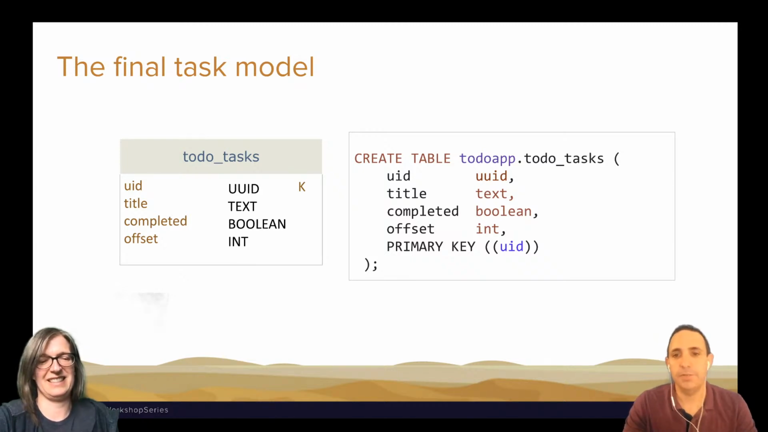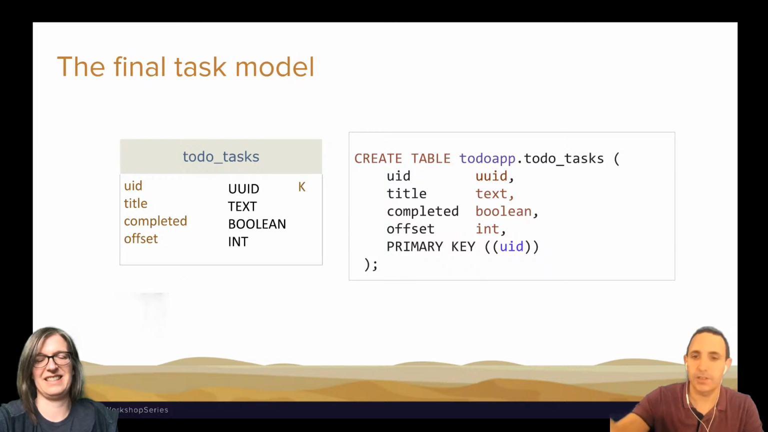Exactly. And if you're not familiar with Cassandra, you see UUID, unique identifier, very similar to what we have in Java, but not an ID, not a sequence, not auto increment. We are using ID generation. All right.